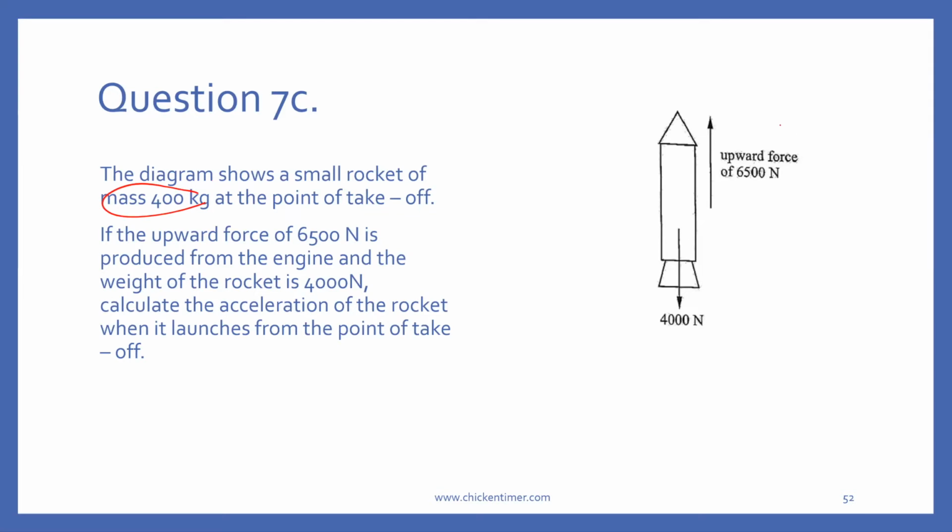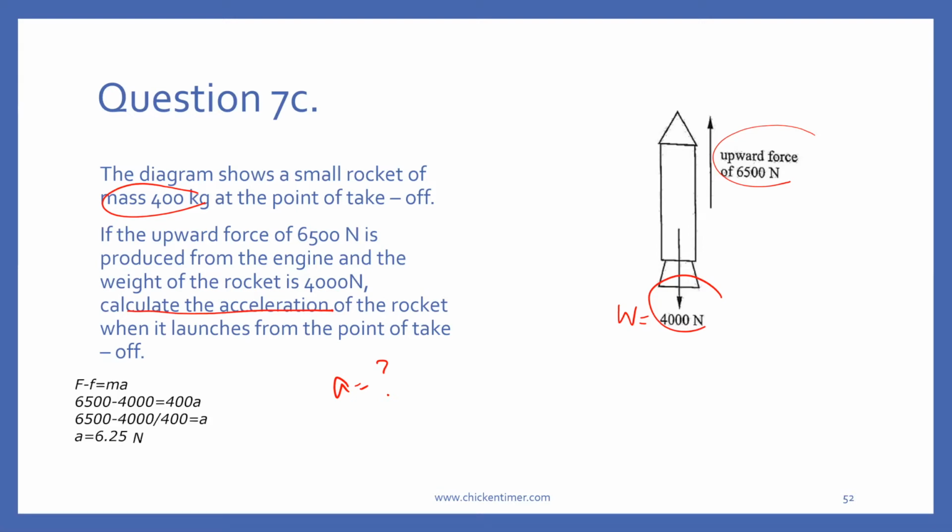Yeah, so you have a rocket now here, mass 400 kilograms. Then there's an upward force here, and it runs on a weight of 4,000 newtons. Then we are required to find the acceleration. So it's your take on this. Then we will go through it if we have to.